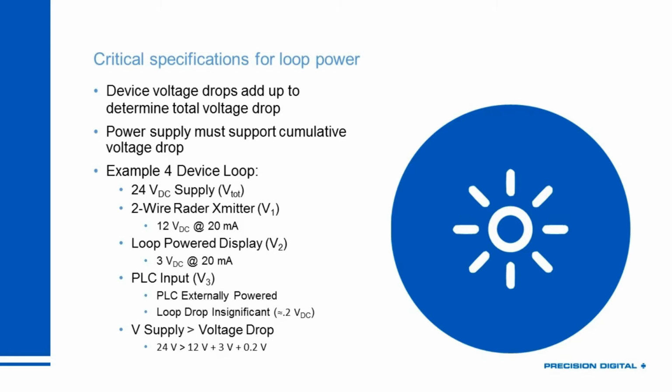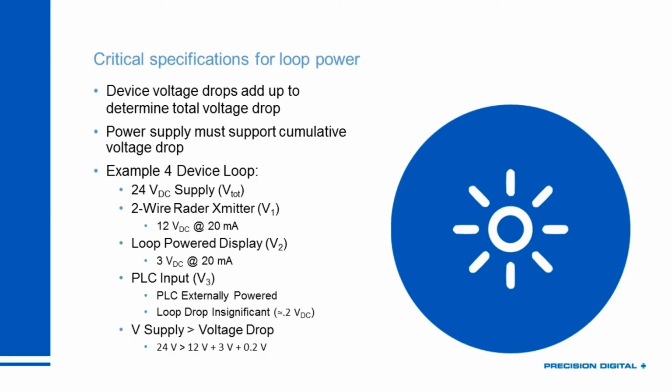I give an example here of a loop that has 4 devices. It's got a 24 volt DC power supply running it, so I know that I've got 24 volts to work with. I have a 2-wire radar level transmitter, and its spec sheet tells me that it drops 12 volts. So right off the bat, I know that 12 of my 24 volts are going to be needed to run my 2-wire transmitter, which means I'm halfway to my system failing. I have a loop-powered display, probably at the bottom of the tank in this example, and it's got a 3 volt drop on it. So again, at 20 milliamps, now I'm up to a 15 volt drop.